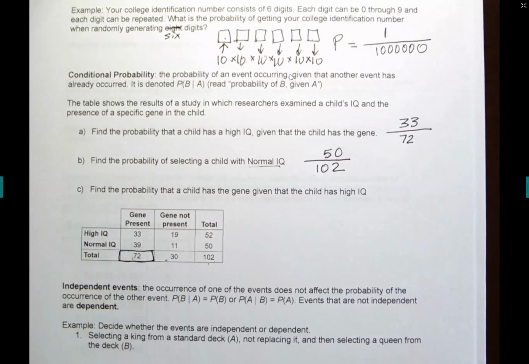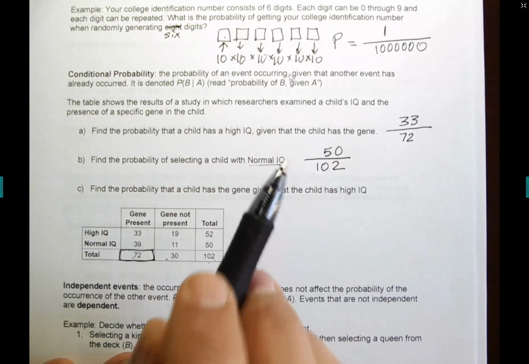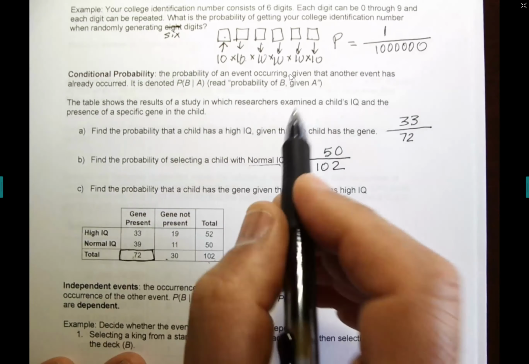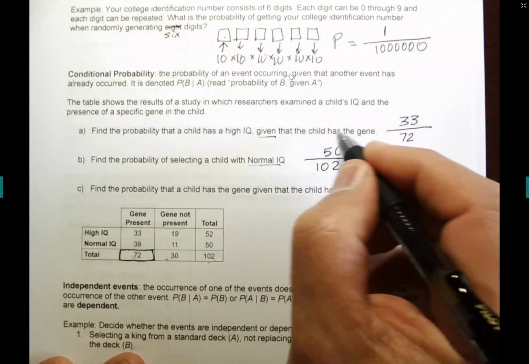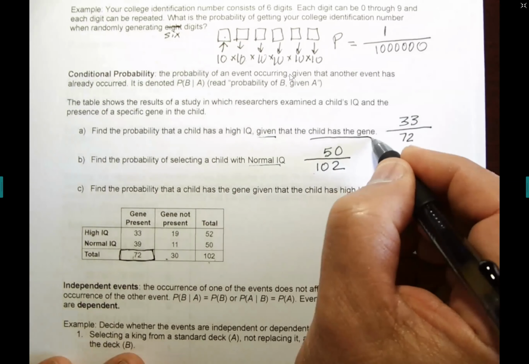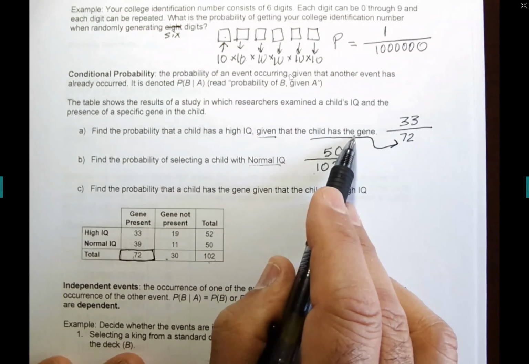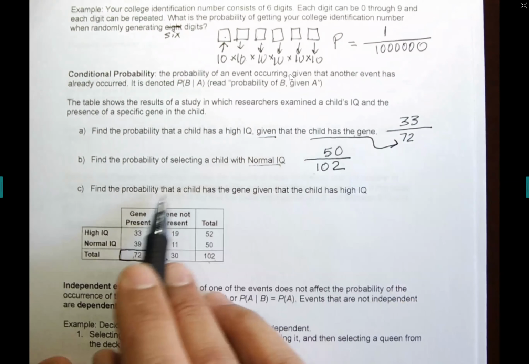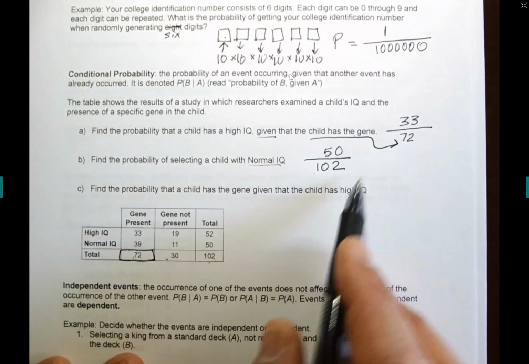So here's how this works, guys. I'm gonna give you a very easy shortcut to figure out the answer when you see it. I would like you guys to use this for part C. What comes after given goes to the denominator. What comes after given? The gene is present. So just count the total. Always count the total of the gene. Well, the total of a gene present is 72. So it just goes to 72.